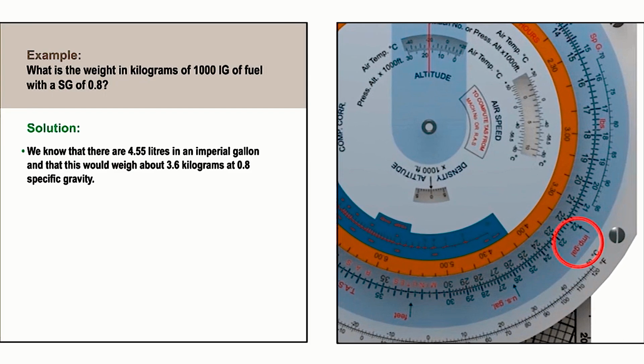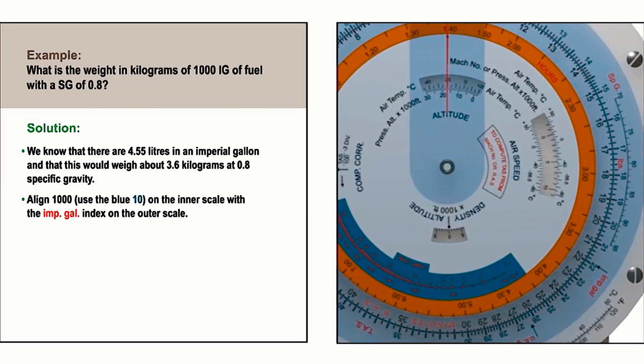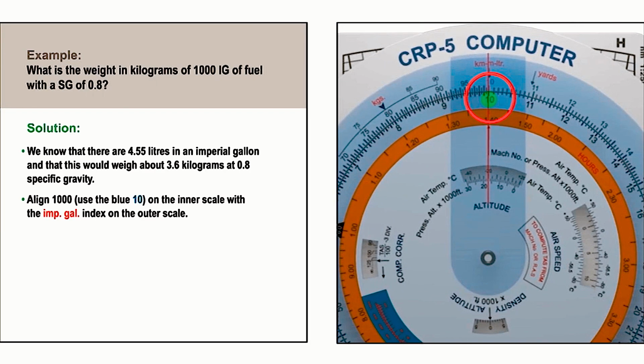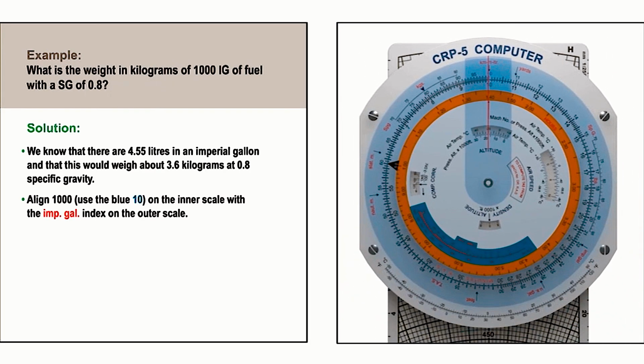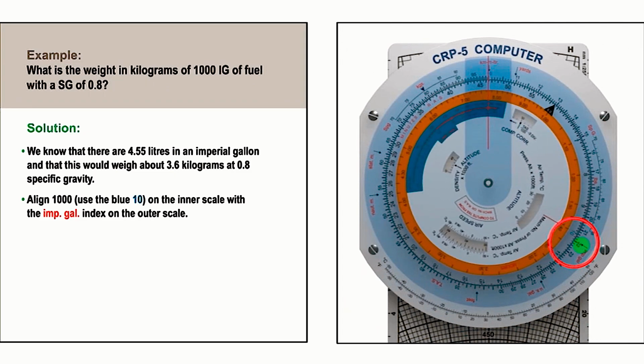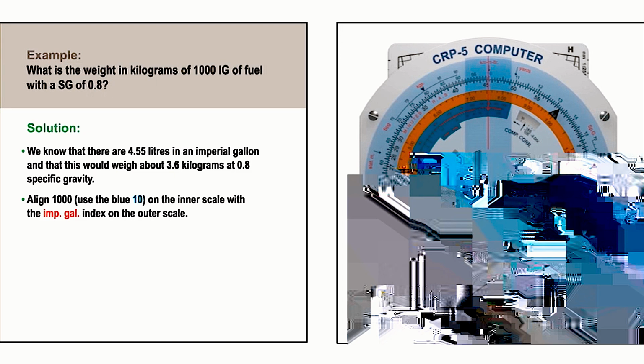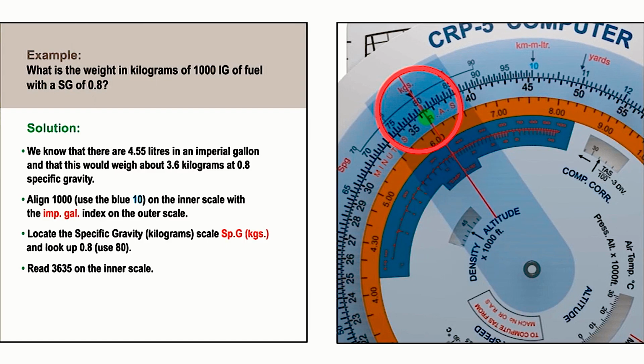To be more precise, we first locate the imperial gallon index on the outer scale. Align 1,000, using the blue 10 on the inner scale, with the imperial gallon index on the outer scale. Up 0.8, use 80. Read off the inner scale a value of 3.635. We know that this must represent the answer of 3,635 kilograms.